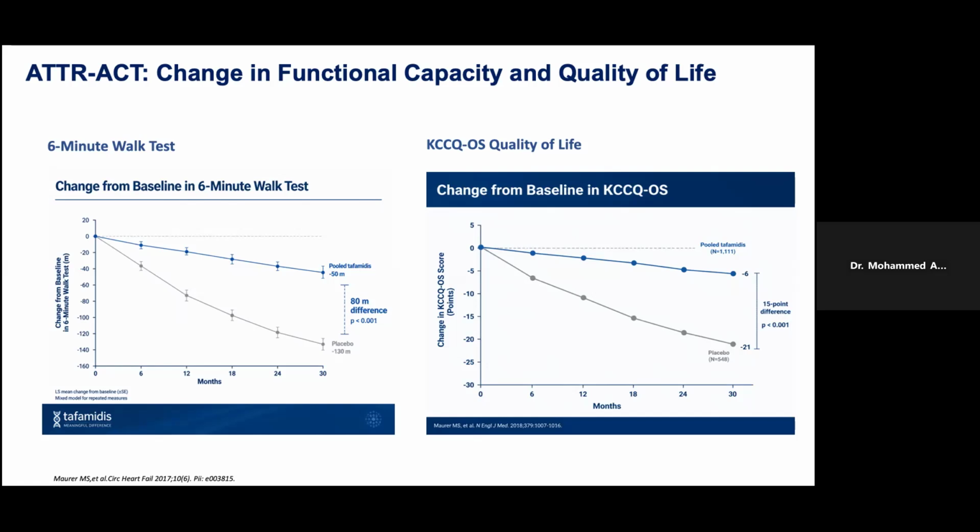On the right side, you will see the Kansas City Cardiomyopathy Questionnaire score, the validated measurement for heart failure-related quality of life. Again, both groups experienced deterioration over time, but the patients receiving tafamidis had a significantly smaller decline, with approximately a 15-point difference compared with placebo at 30 months.